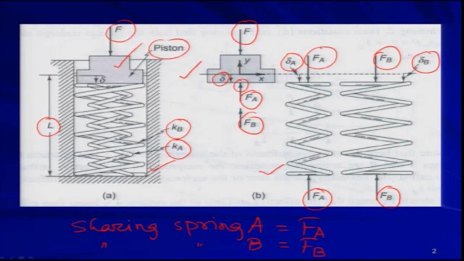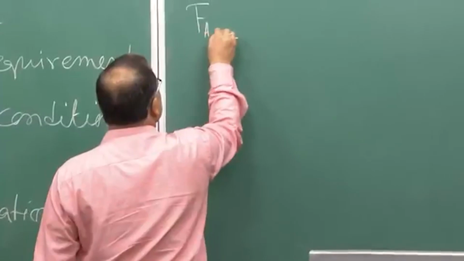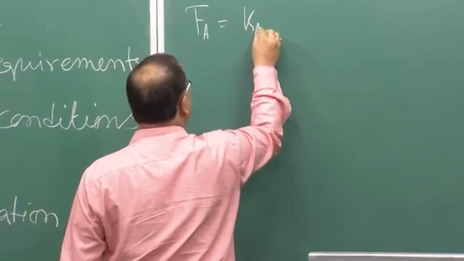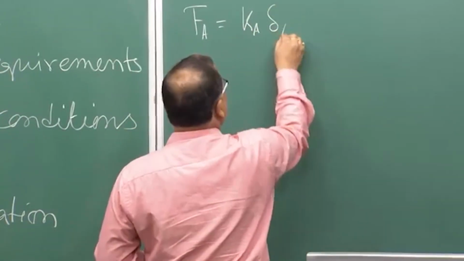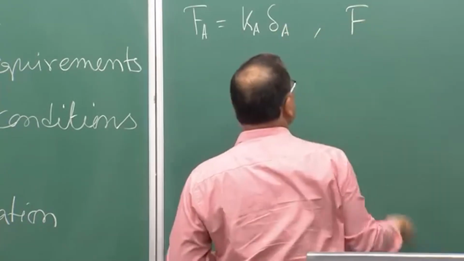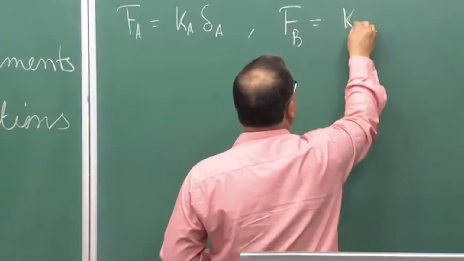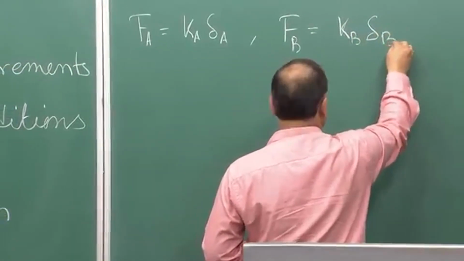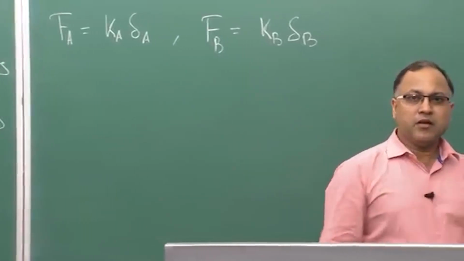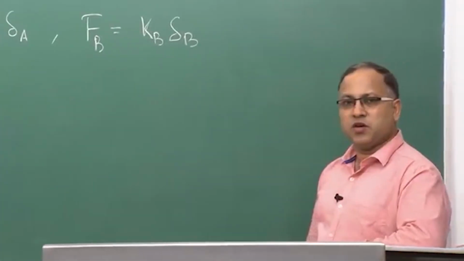Now, basically what we are going to find out from our forces. What is the first step? The first step is the study of forces. When we are studying the forces, Fa can be written as Ka into delta A. Similarly, Fb can be written as Kb into delta B, where Ka and Kb are the spring constants.